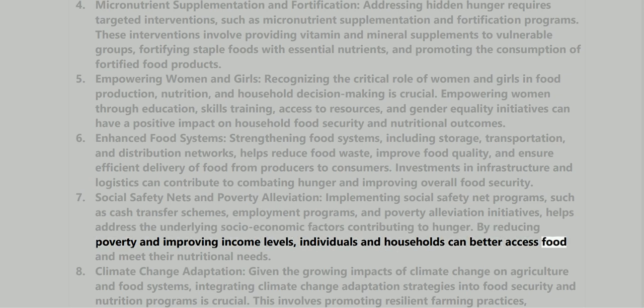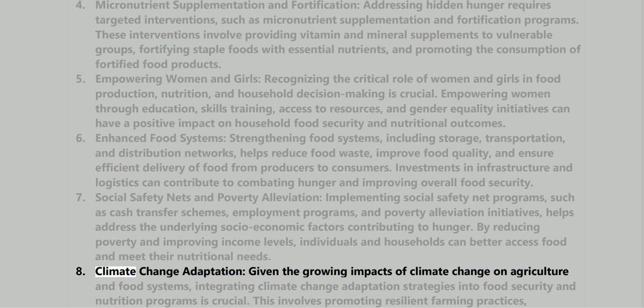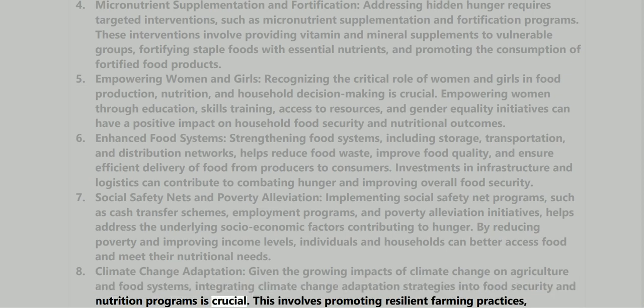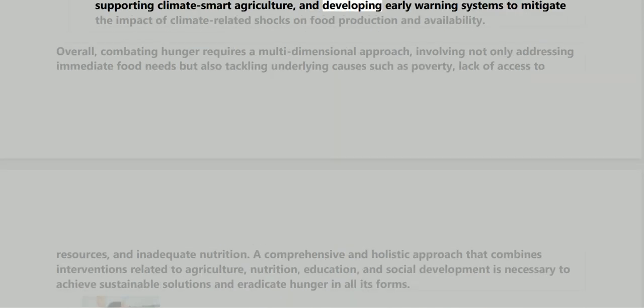8. Climate change adaptation. Given the growing impacts of climate change on agriculture and food systems, integrating climate change adaptation strategies into food security and nutrition programs is crucial. This involves promoting resilient farming practices, supporting climate-smart agriculture, and developing early warning systems to mitigate the impact of climate-related shocks on food production and availability.